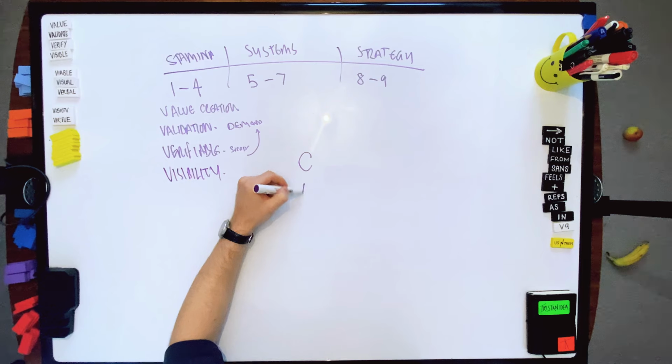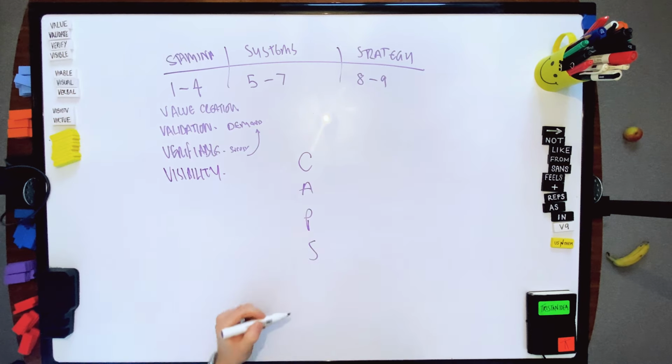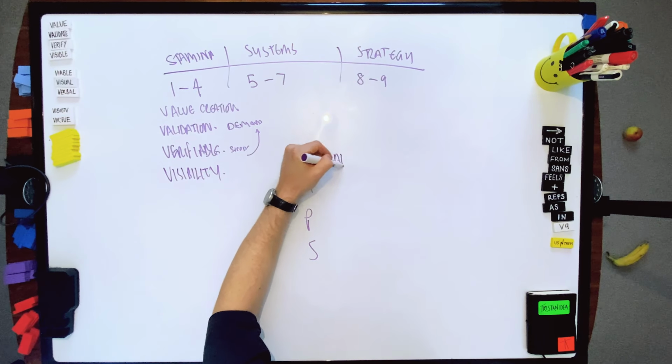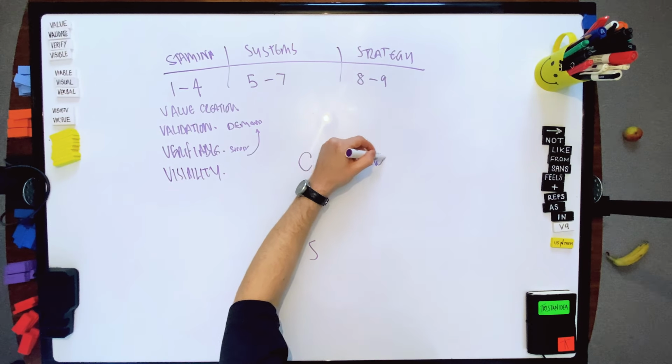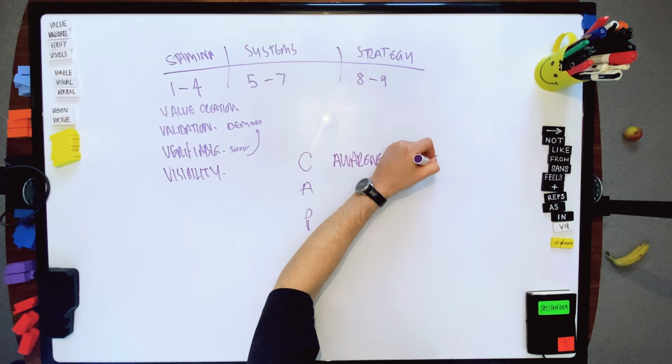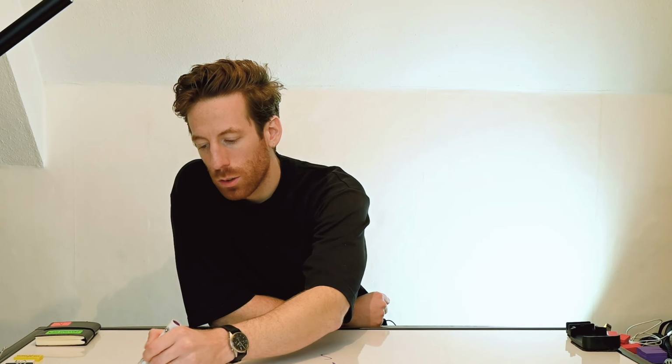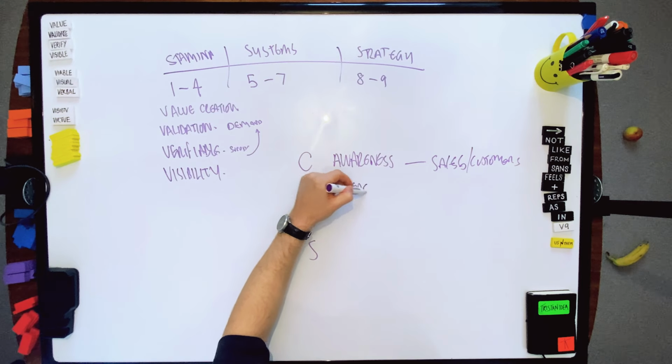Okay, so now it's all about visibility. So let's do caps. People need to know that you exist. So the conditions for success is where you turn awareness into sales for customers. So the actions you want to take here is obviously outreach. You want to do some ads. You want to get in a room with people.